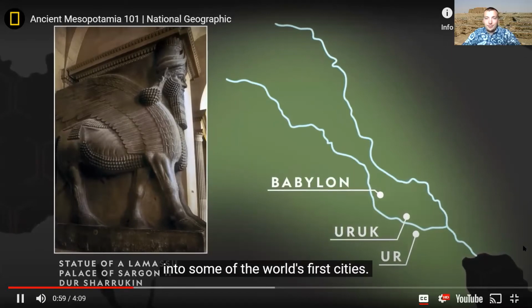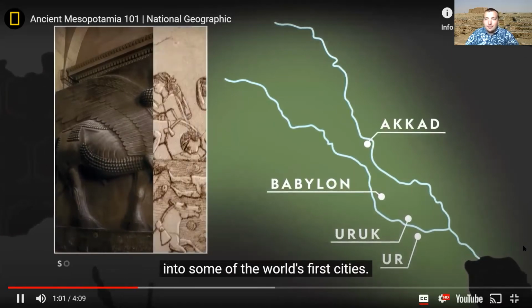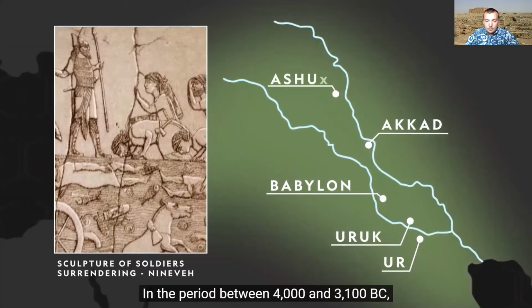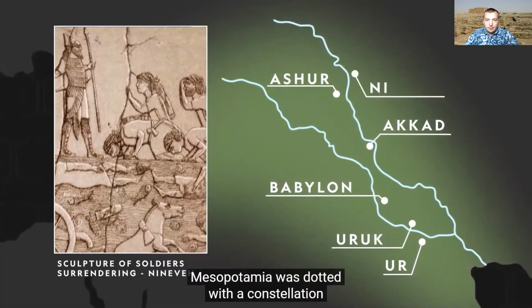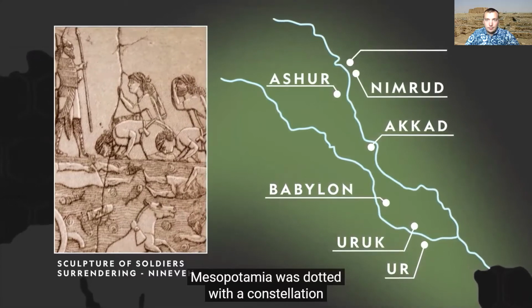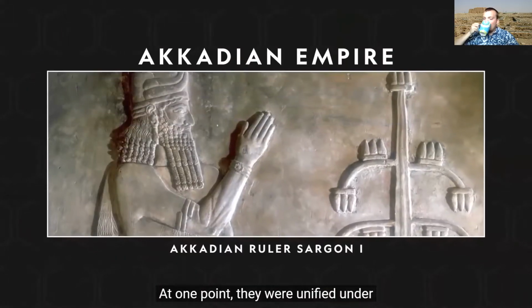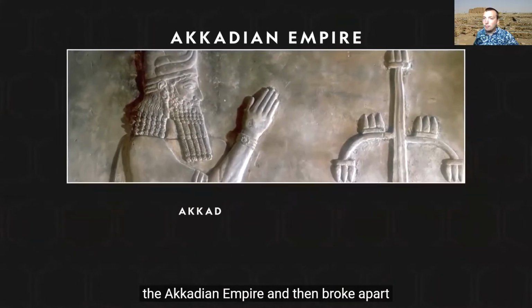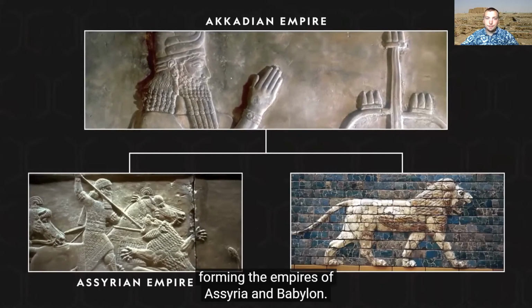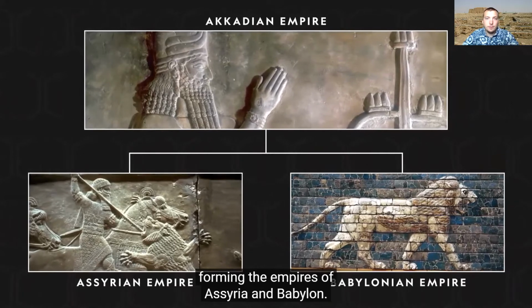Into some of the world's first cities. In the period between 4000 and 3100 BC, Mesopotamia was dotted with a constellation of competing city-states. At one point, they were unified under the Akkadian Empire and then broke apart, forming the empires of Assyria and Babylon.